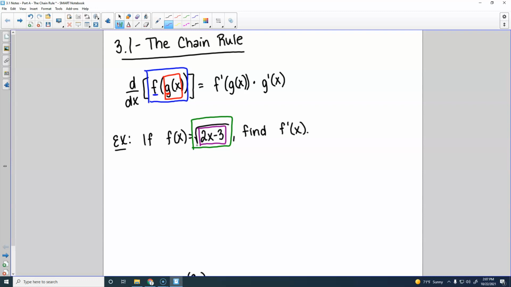So your outside part is that square root. The inside part is the 2x minus 3. It will be a little bit easier, actually, for us here if we write this, we've not taken the derivative, but we write it as (2x minus 3) to the 1/2.